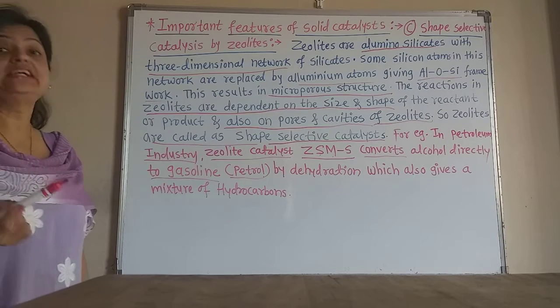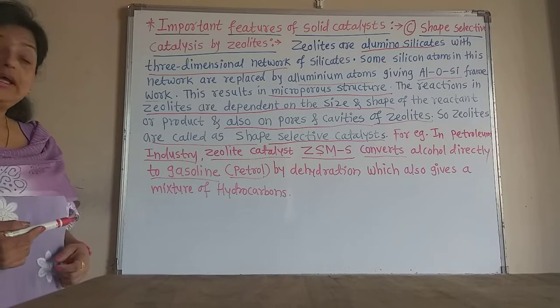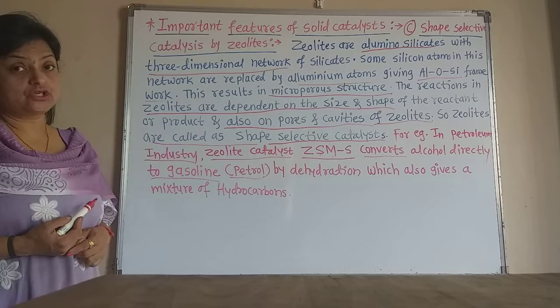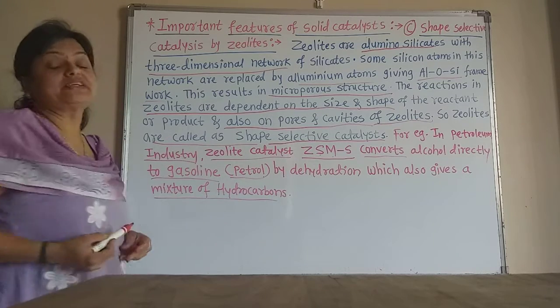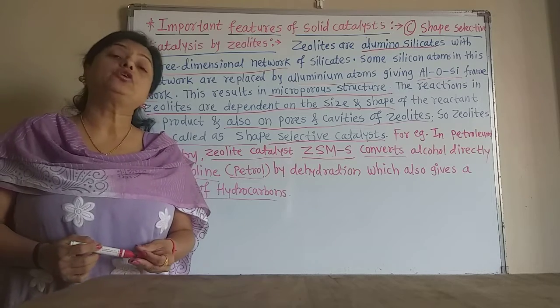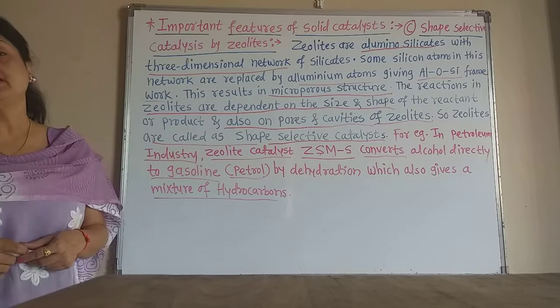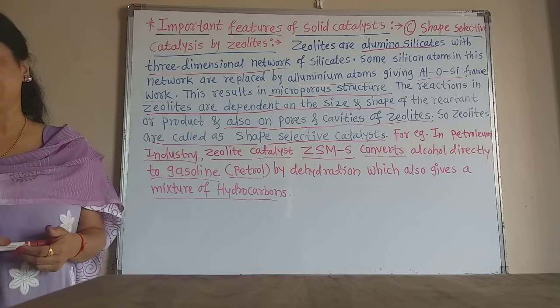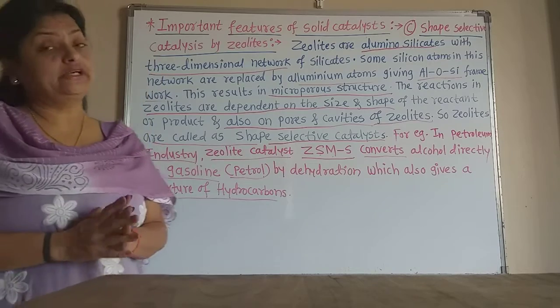which convert alcohol directly into petrol or gasoline by the dehydration process, which also gives a mixture of hydrocarbons. That is, petrol and a mixture of hydrocarbons are obtained from the alcohol on the surface of the zeolite when the reaction occurs, that is the dehydration. Now this is about the important features of the solid catalyst.